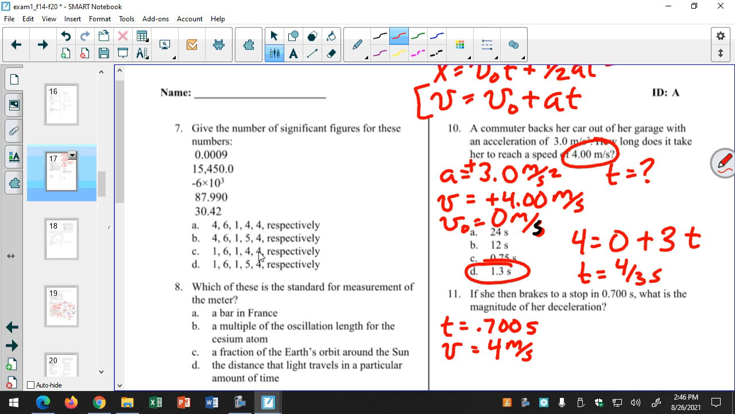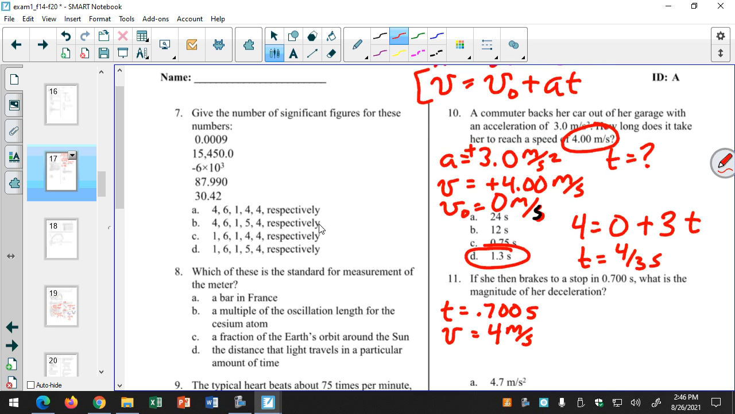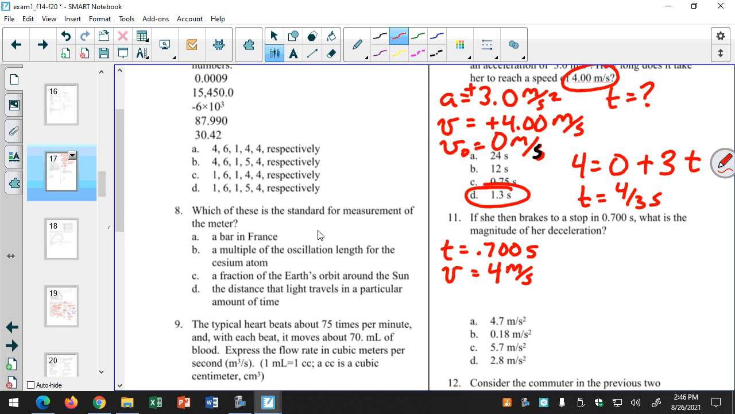She's coming out of her garage, backing up. She gets up to a speed of 4 meters per second. She sees a little kid running by in her car, and so she slams on the brakes. She does stop in 0.7 seconds. Then what is her deceleration? So this is our V naught. That is her initial speed. Her V final is going to be 0. I'm just going to call that V. And I want to know what is her acceleration.